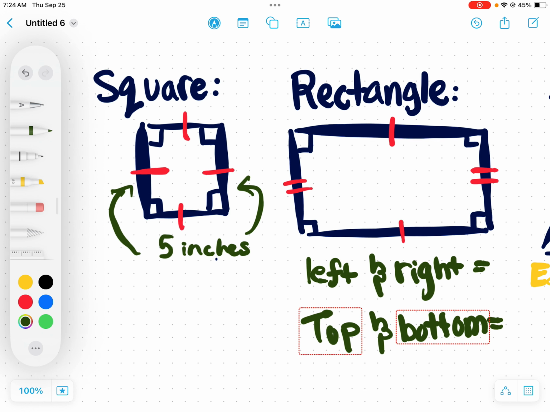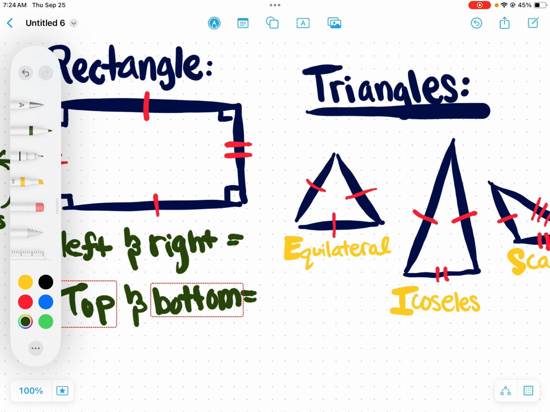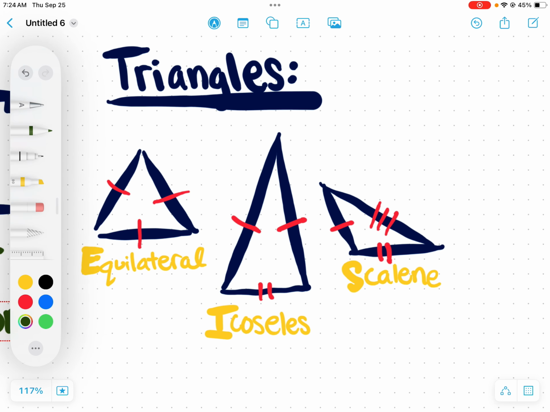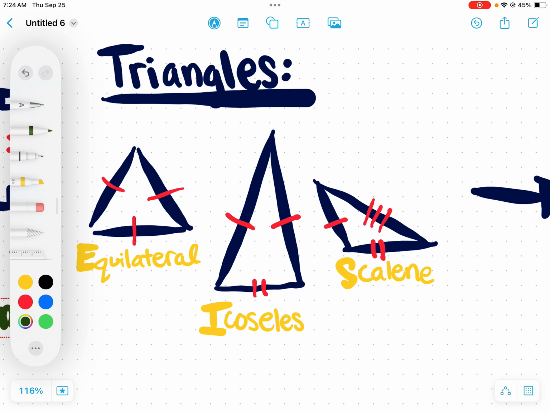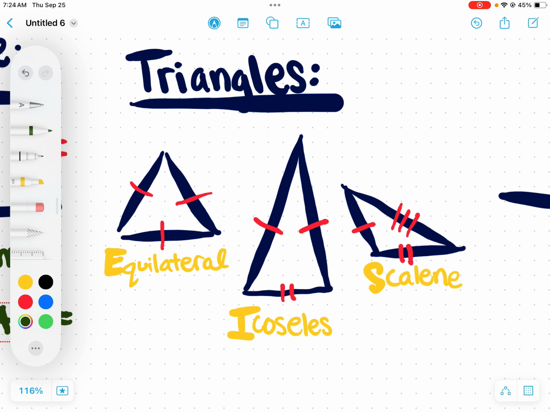Now let's talk about triangles. Triangles are a little bit different, but what we know about triangles is that they have 3 sides. Every triangle will always have 3 sides, but there are 3 different types of triangles that we will be working with pretty consistently. The first one is called equilateral, then you have isosceles, and scalene. So let's talk about what each of these are individually.